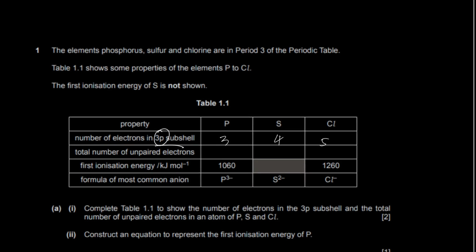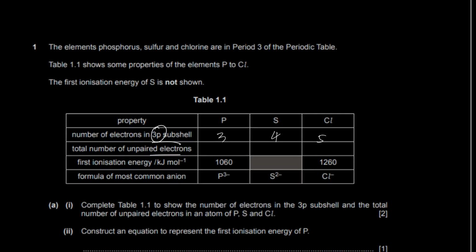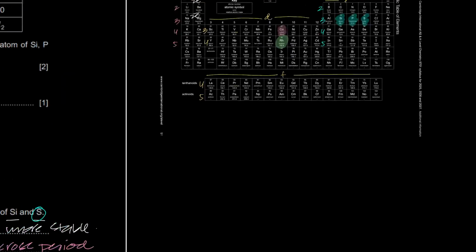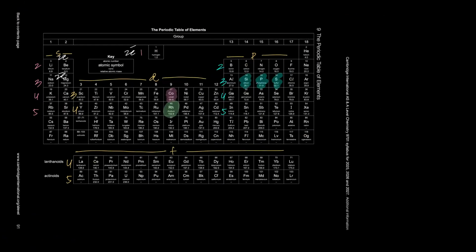That's how many electrons are there in the 3p. The total number of unpaired electrons. If I want to check the unpaired electrons, before neon and looking at phosphorus, sulfur and chlorine, I know that these are all paired. The only unpaired electrons would be right here in the 3p, right? So let's check this out. Phosphorus is 3p3, sulfur is 3p4, and chlorine is 3p5.